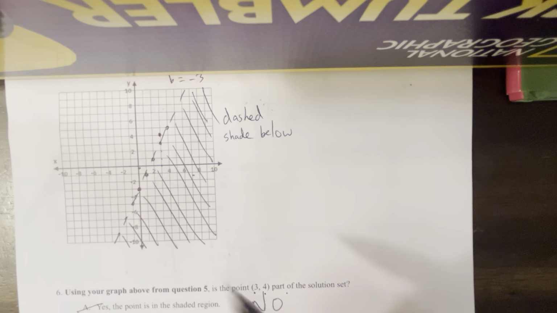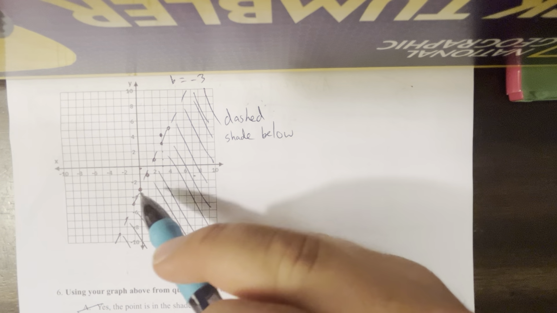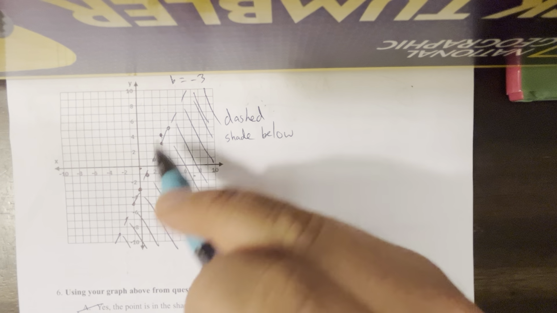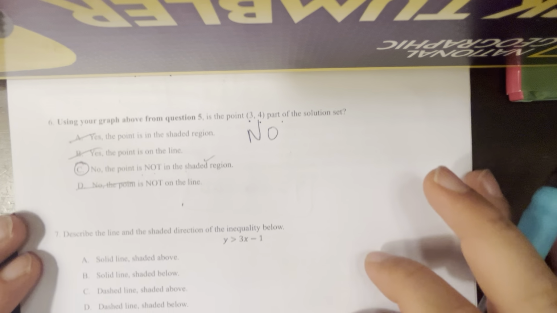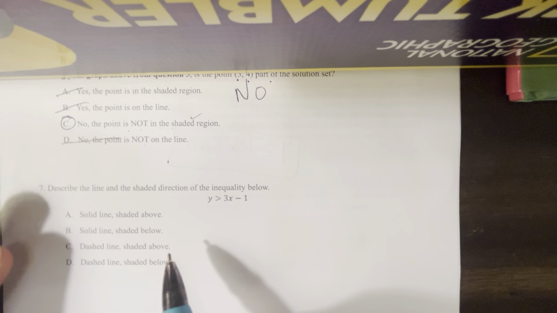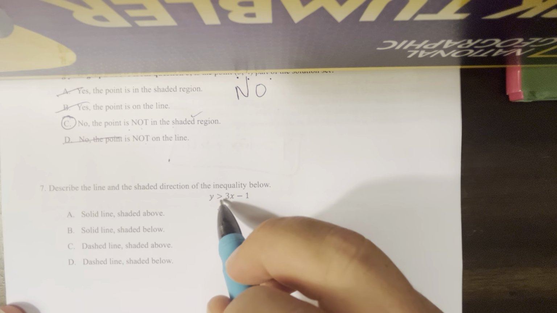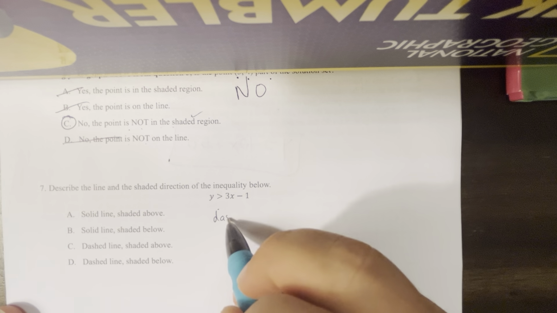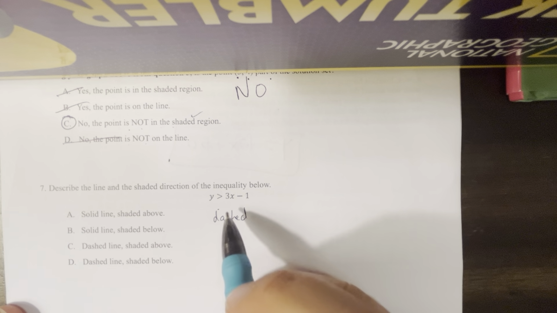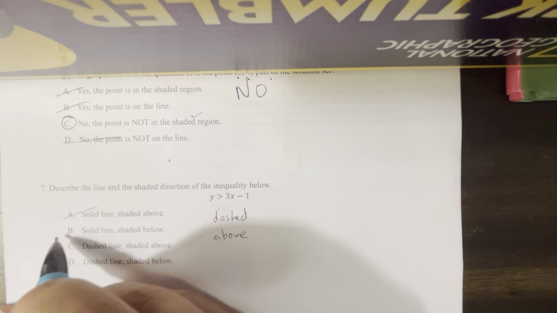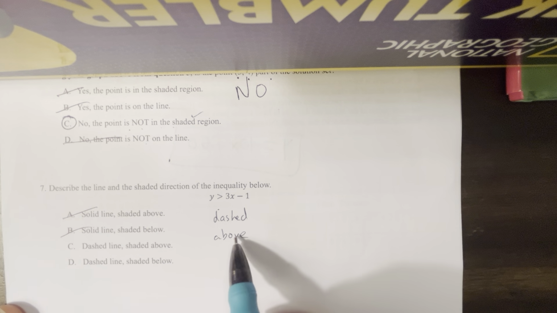And just to be clear, since it's a dotted or a dashed line, if the dot were to be right on the line, it would not be included because a dashed line is not inclusive. Number 7, describe the line and the shaded direction of the inequality. On this one, because there's no equals, it's going to be dotted or dashed. And because it is greater than, it's going to be above. So it's not solid. It's going to be dashed, shaded above. That's C.